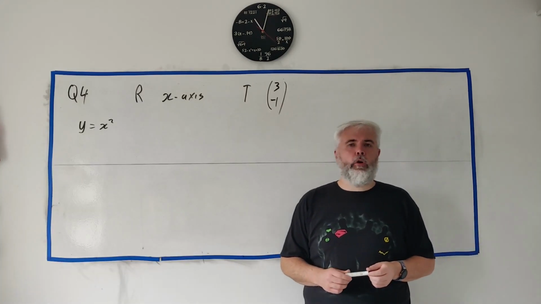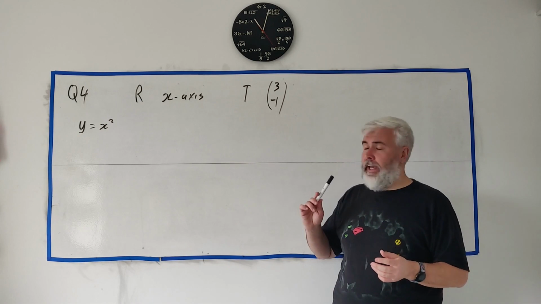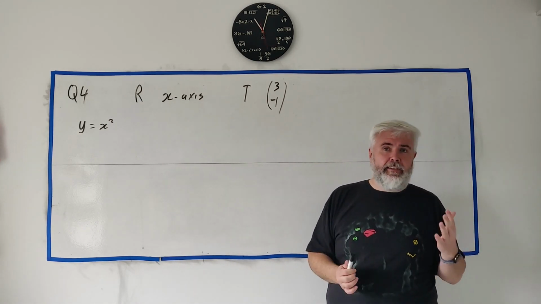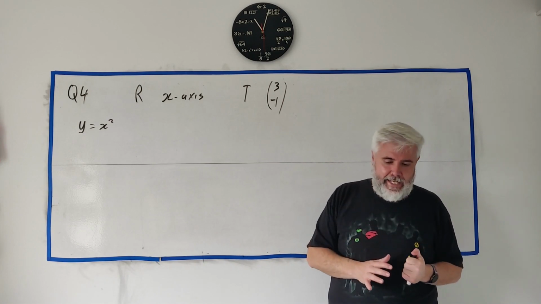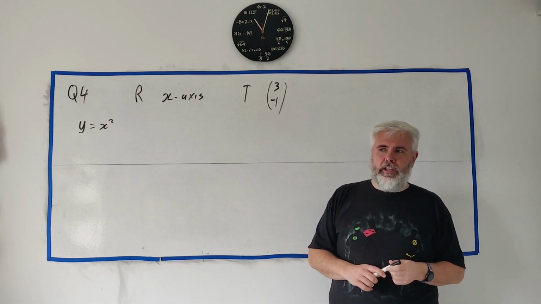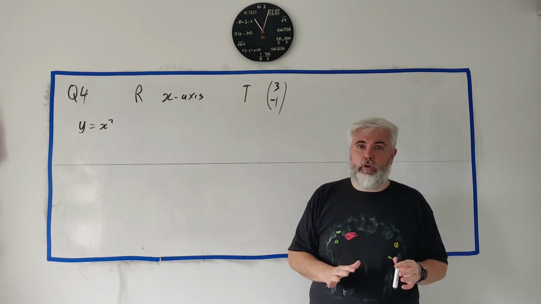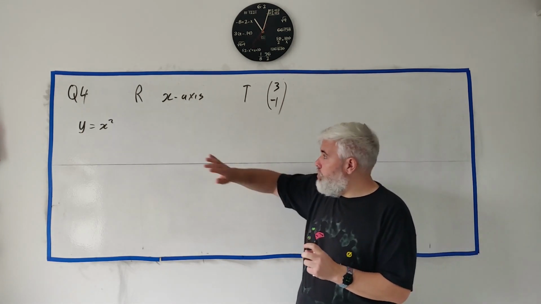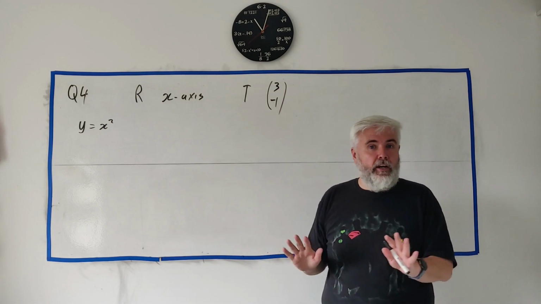In question 4, we're going to be transforming an equation, y equals x squared. We're going to be reflecting it, and we're also going to be translating it. Now, this question is extremely short, if you know how to do it. So I could just write the answer and that's it, I'd be done.